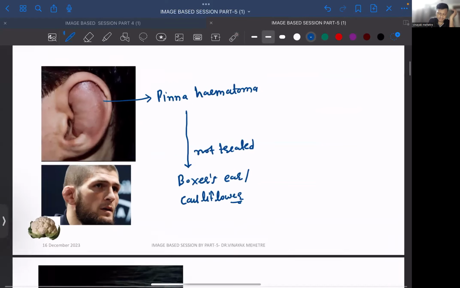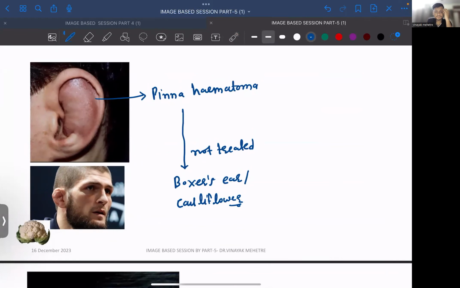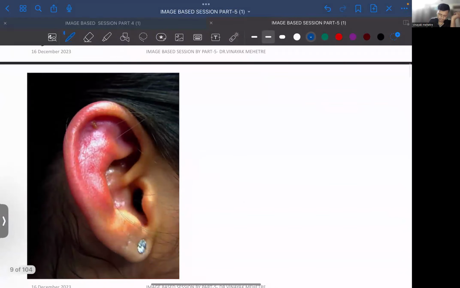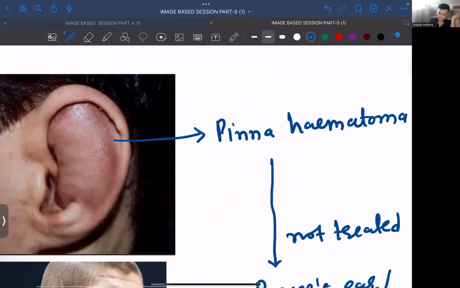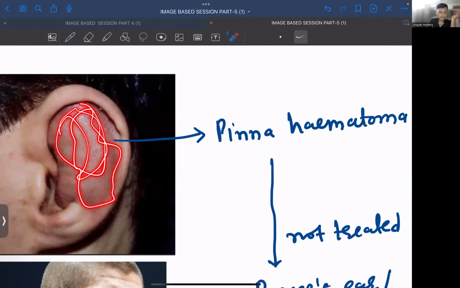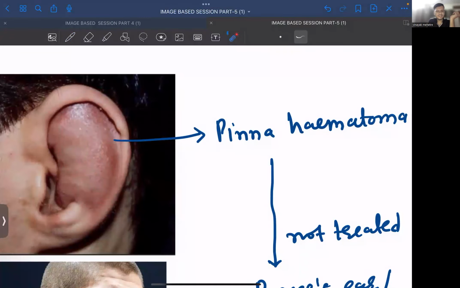What will be the treatment of pinna hematoma? Incision and drainage, remove that hematoma, right? Yes, I and D, correct. Take a look over here. It is raised but not so red in color, right? Not so red in color.